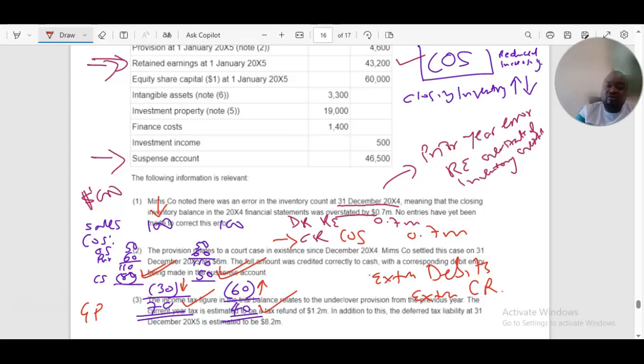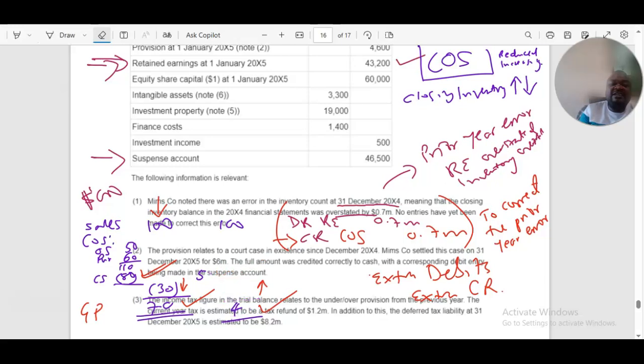Like for example, this journal, you write this journal and tell the examiner: this is to correct the prior year error. If you write that, the examiner is actually going to give you some marks, because you have written something. So if you have written something, you're always going to be rewarded. Well, this is an examination.